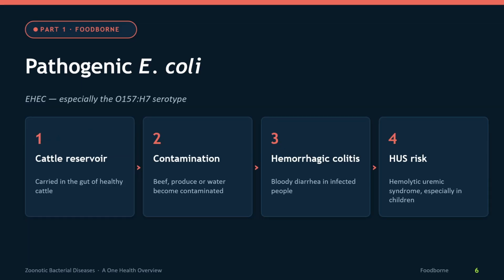Hemorrhagic E. coli, especially O157:H7, is carried by cattle and can contaminate beef, produce, or water. In humans, it causes hemorrhagic colitis and hemolytic uremic syndrome, especially in children.